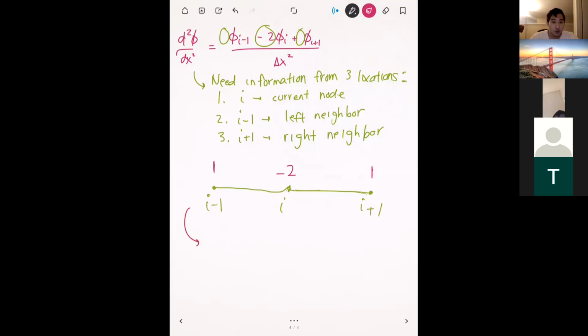What you'll notice is that if you look at this like a seesaw, we have a minus 2 at the middle of the seesaw and 1s on the ends. You'll see that this is perfectly balanced, as all things should be.